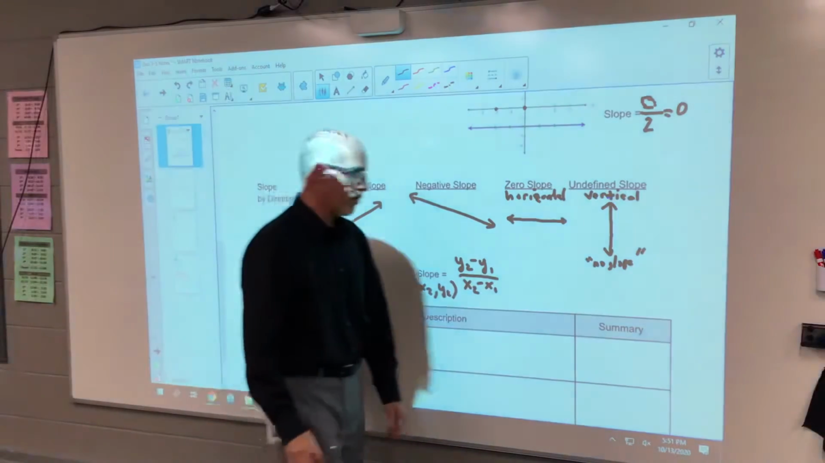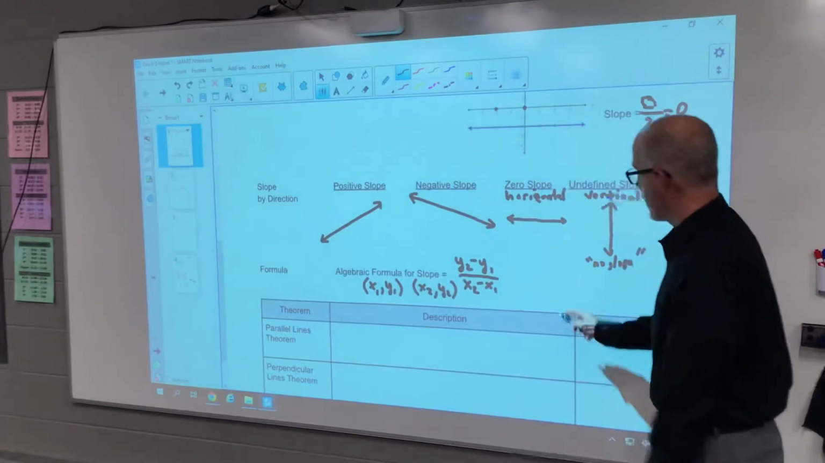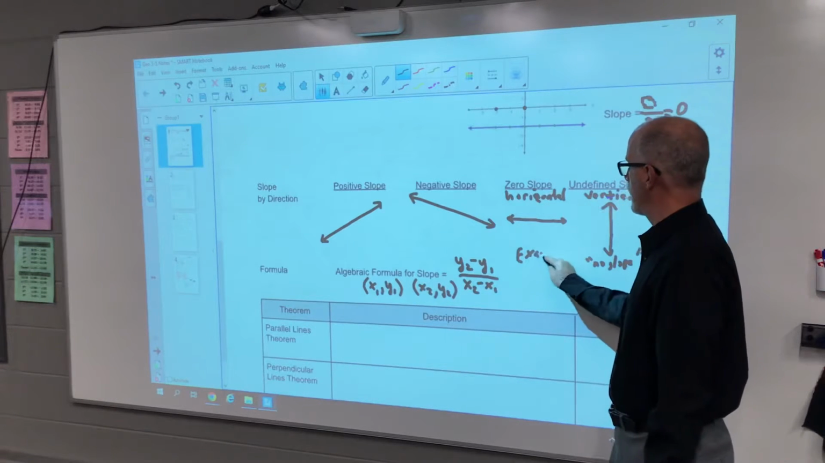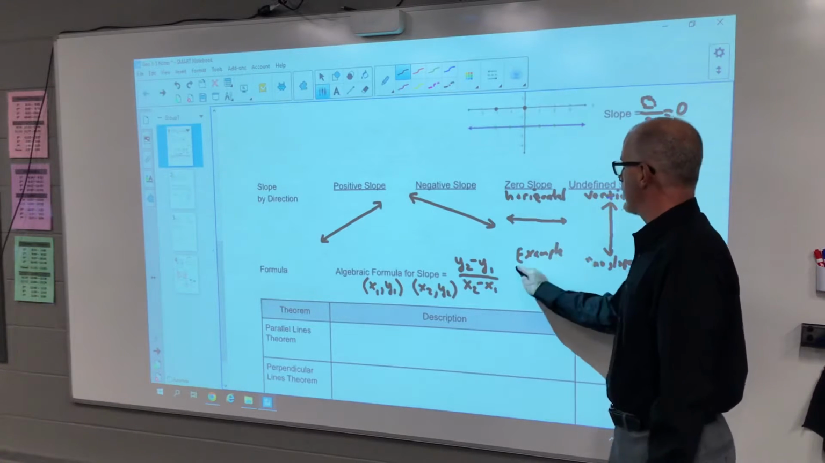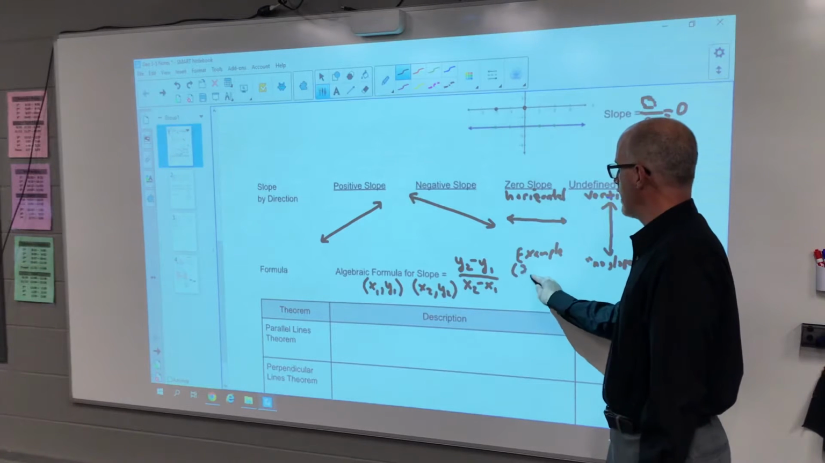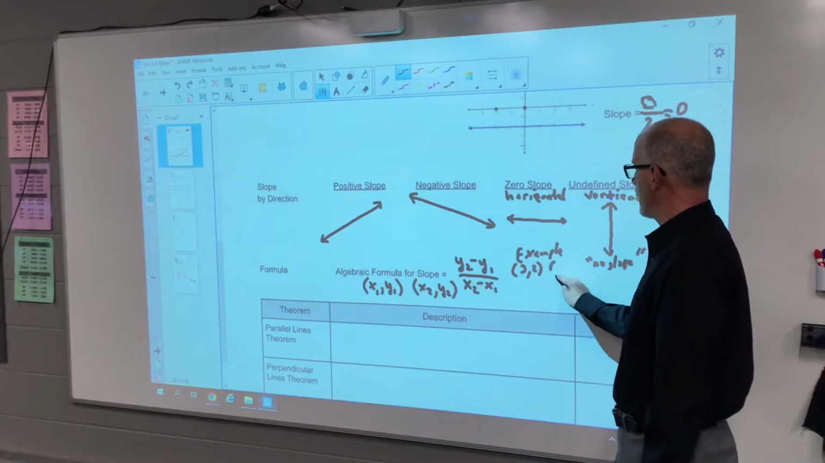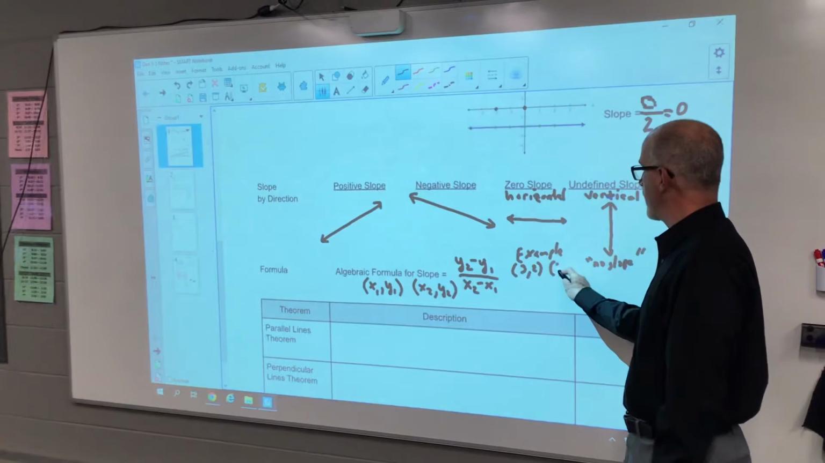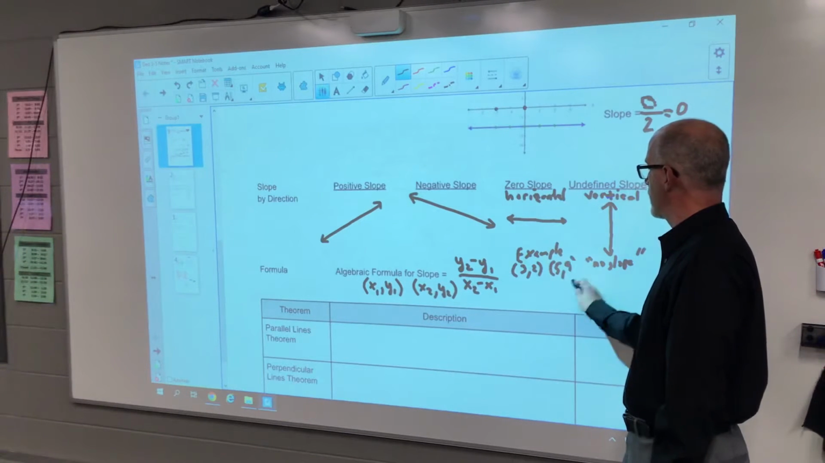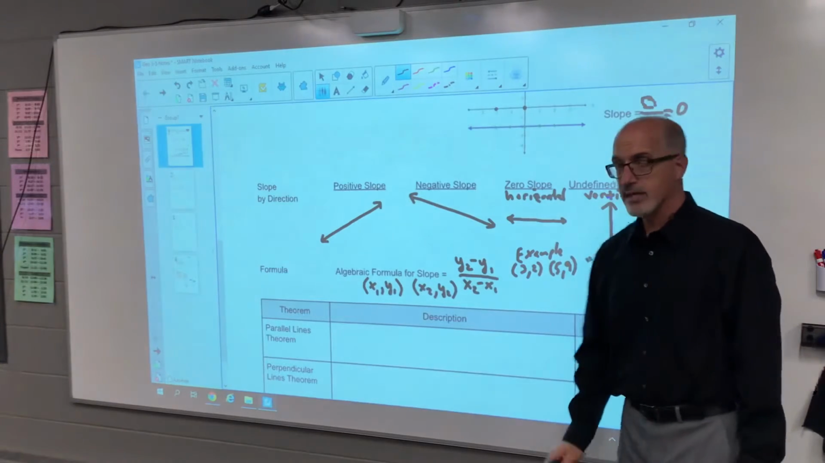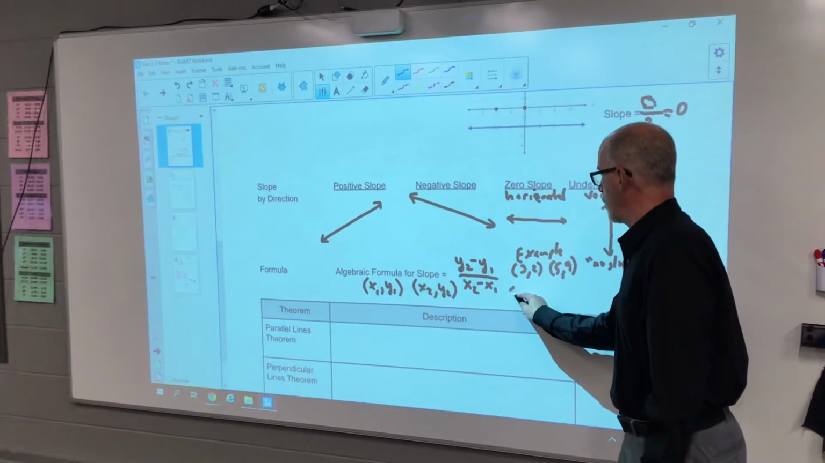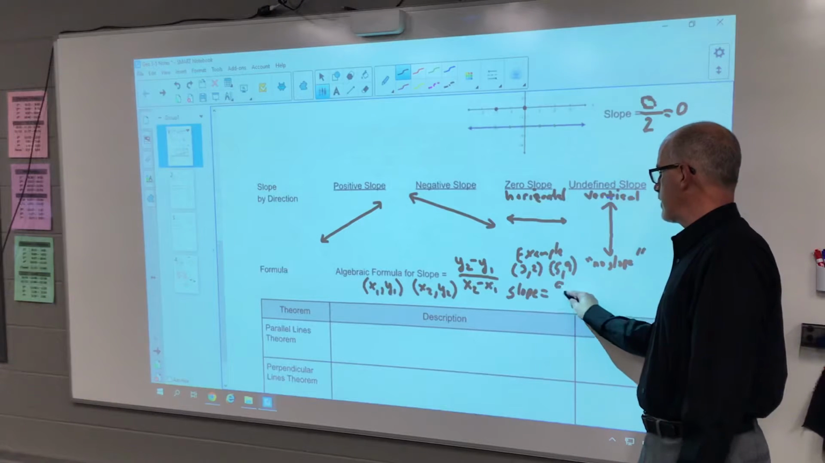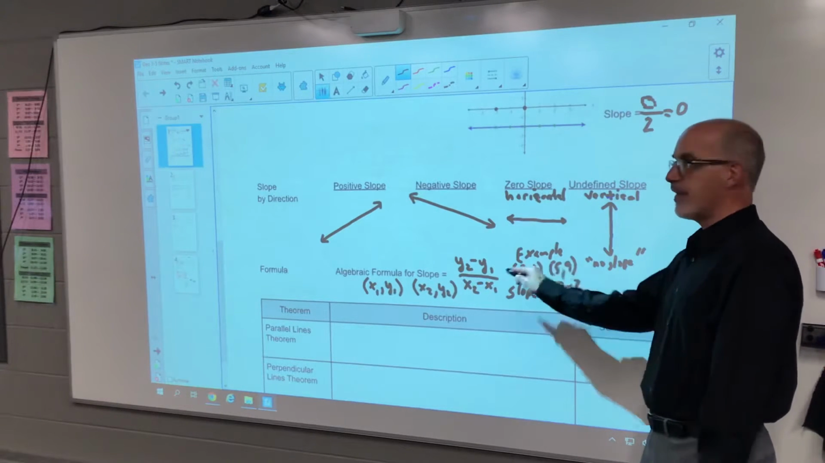As an example, let's take 2 ordered pairs. Take the ordered pair (3, 2), and also a second ordered pair, (5, 9). We do the difference of y's over difference of x's, so slope is going to equal 9 minus 2 over 5 minus 3.